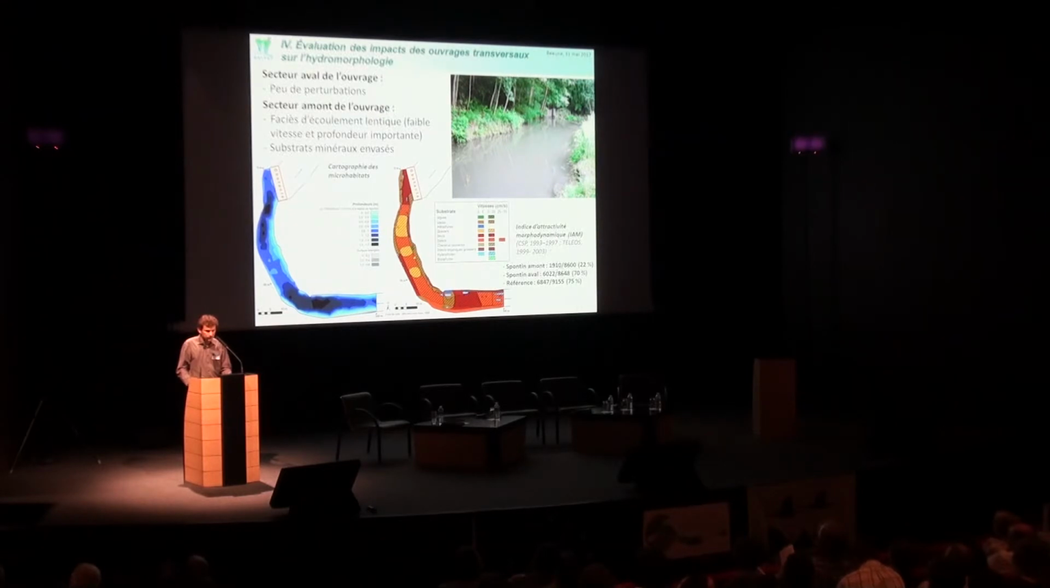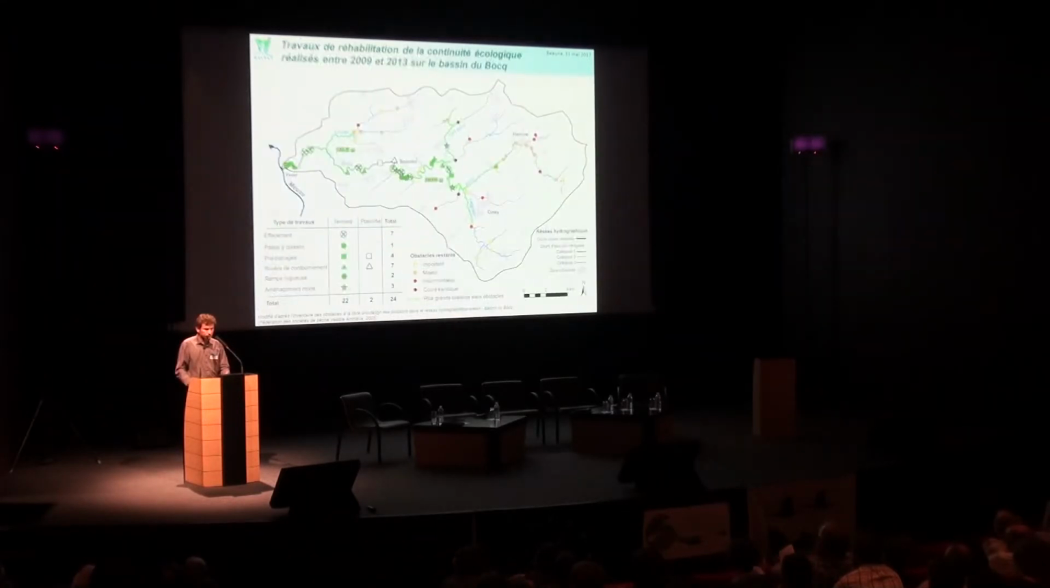So as we said, the flow was at low rate and mineral substrates with high levels of silting. So the morphodynamic attractivity indicator showed a level of 22%, which was quite low compared to the reference station. It was 75%. 22% upstream, close to 70% downstream. So it was quite a good result.